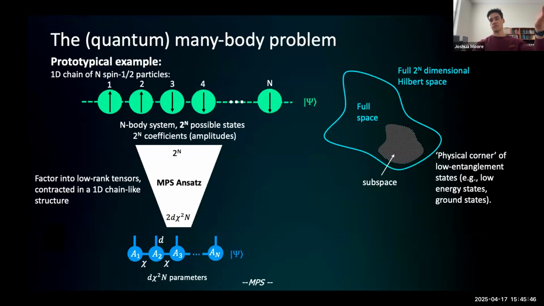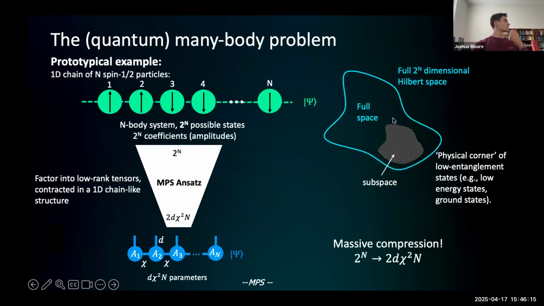So this is just a simple 2-level system to give an introduction, but you can imagine it can get much more complex than that. And you have this full Hilbert space here. The assumption is that there exists some subspace, they call it the physical corner, where you have these states with low entanglement. For example, low energy states, ground states, and the MPS is able to model these quite well. It turns out for a lot of applications, this is a very useful assumption to make. And so this is a sort of compression that we're making here.